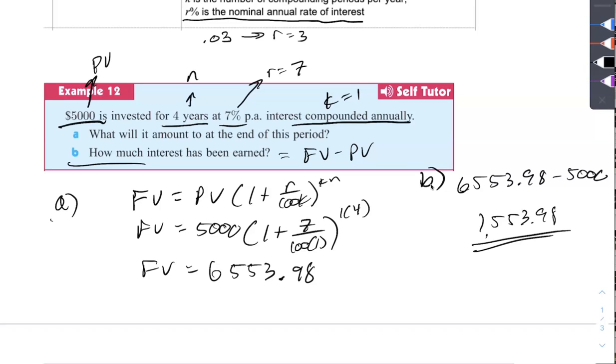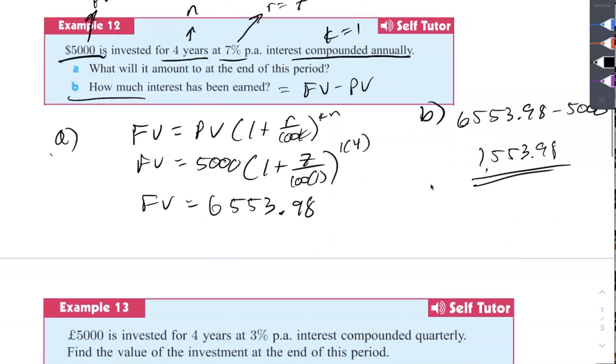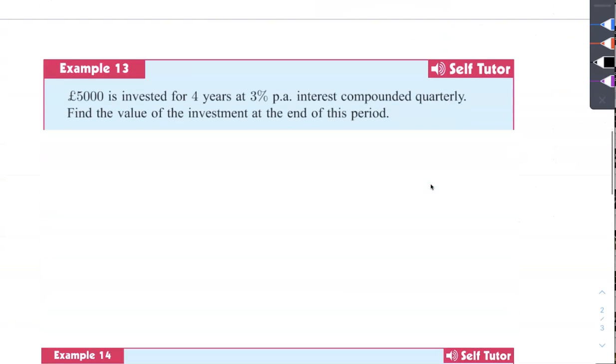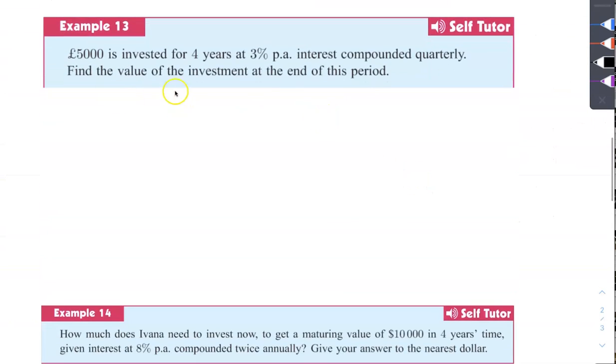So we made about $1,500. Not bad, 4 years. Not bad at all. Next one, pounds. 5,000 pounds is invested for 4 years at 3% PA interest compounded quarterly. Compounded quarterly means we're doing it 4 times a year. So K equals 4 in this scenario. Find the value of interest at the end of this period.